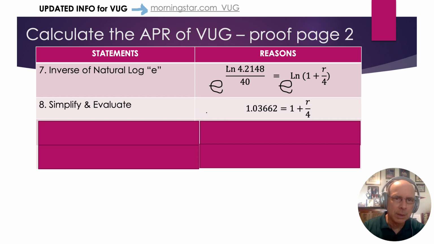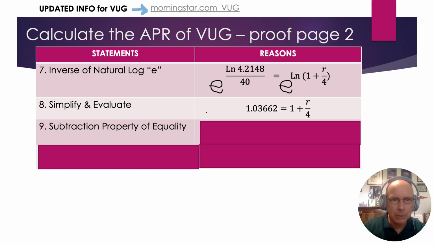So on a calculator, if you take e to this exponent, you get 1.03662. If you don't get that the first time, keep trying, and you may have to alter your parentheses to get it correct. But once you do that, e and natural log cancel out, and you're left with 1 plus r over 4. Well, then from there, we do what's called the subtraction property of equality, and we subtract 1 from this decimal.